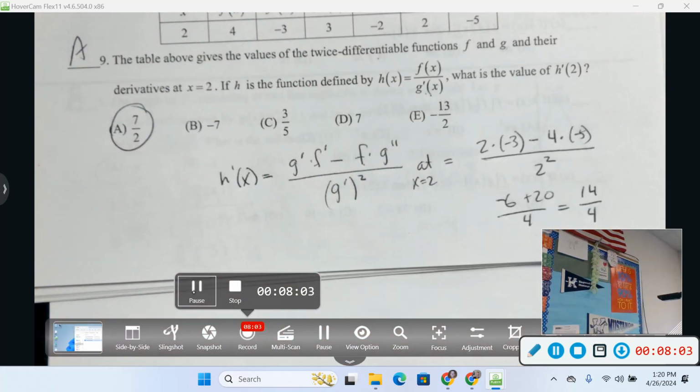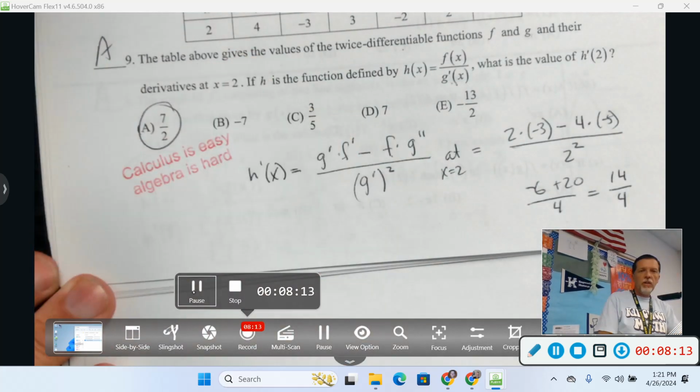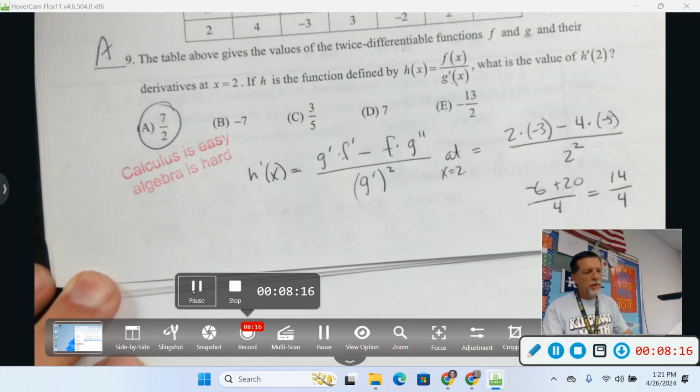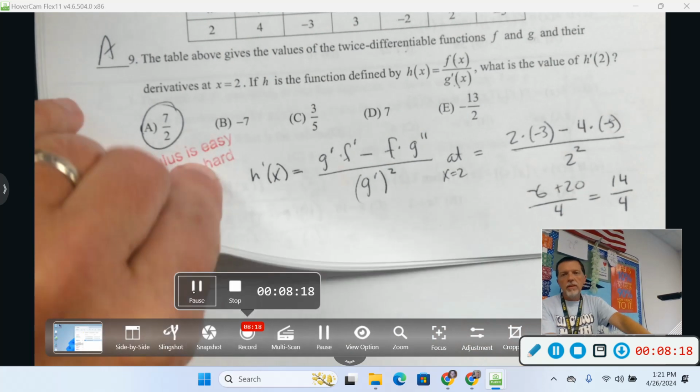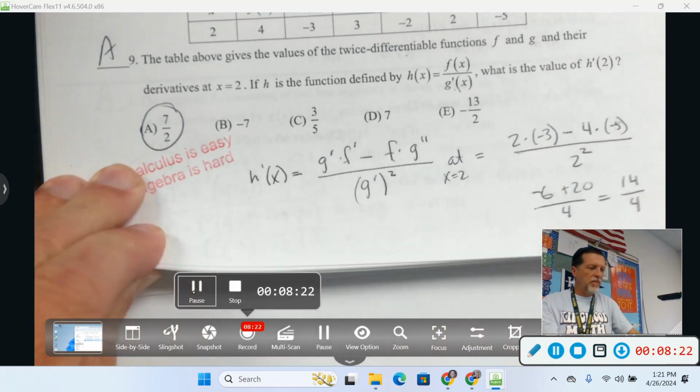And that's one that could mess you up. Been using my stamp a lot today. This one might deserve the "calculus is easy, algebra is hard." Hope not, but with all the positives and negatives and tables and simplifying.